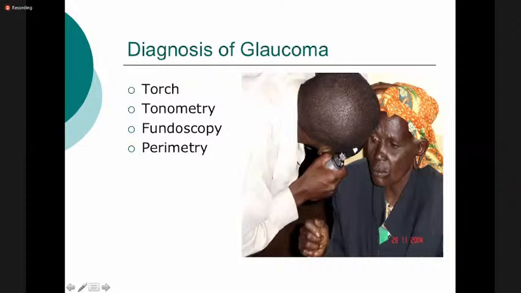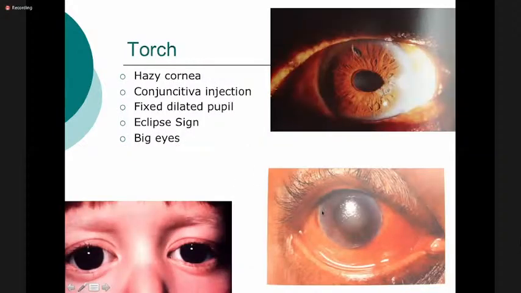Okay, so let's go to the diagnosis quickly. You can use a torch, which most of you will be using, especially if you're out in the field. You should also do what is called tonometry, which is measuring of the intraocular pressures, as well as fundoscopy, observing the optic nerve, and perimetry, which is the visual field. So a torch, what can you pick out with a torch?